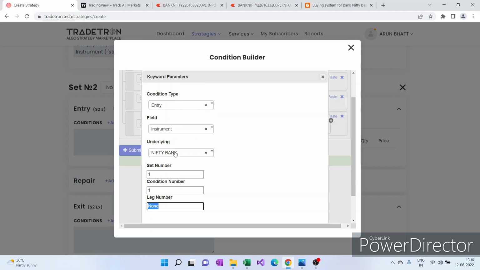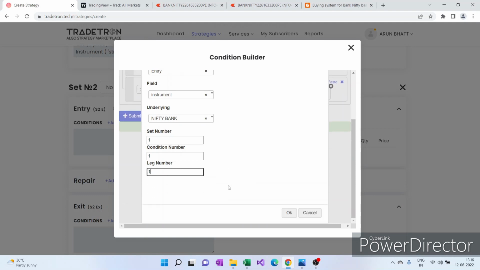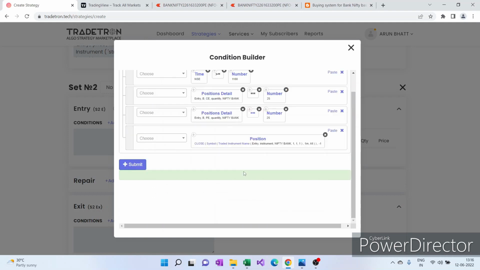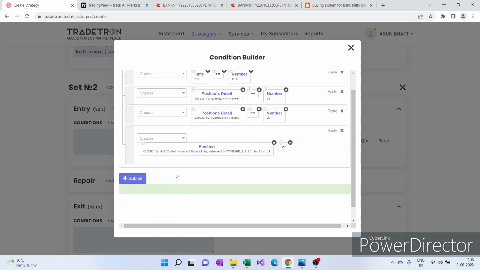So set one, condition one, and leg one. Leg one is for C. So we are saying C, leg number one. For P, leg number will be two, which is the set three. But this is the set two condition. So this will give us the price of that option at the previous candle close. Now this should be greater than or equal to the open range breakout.